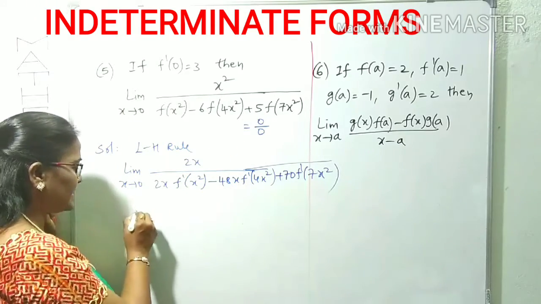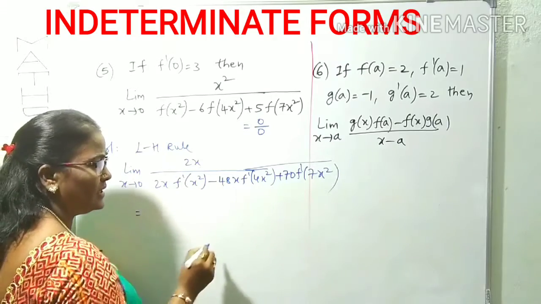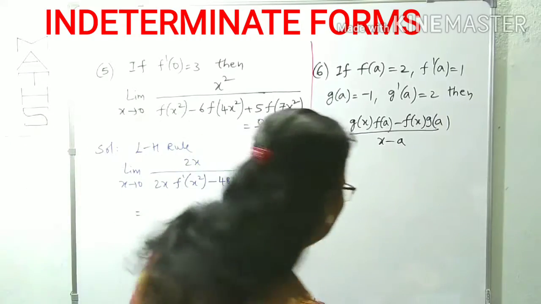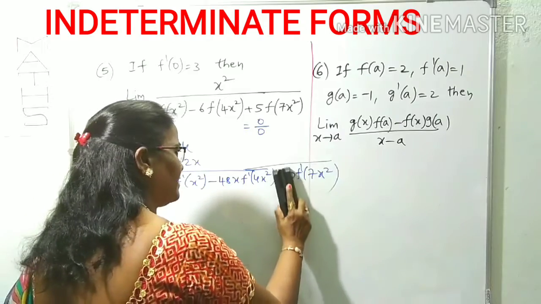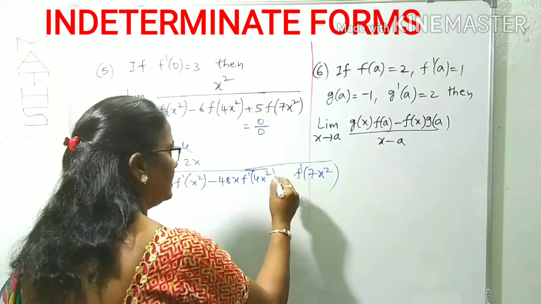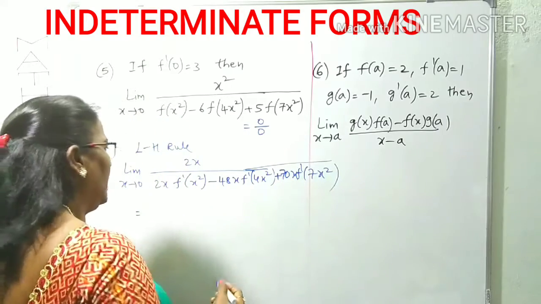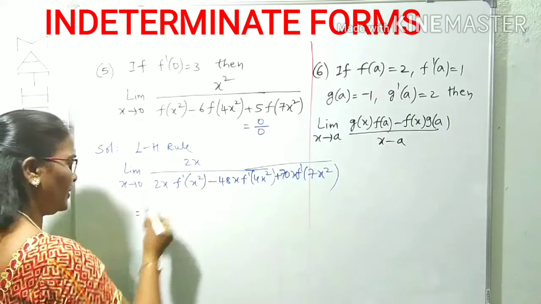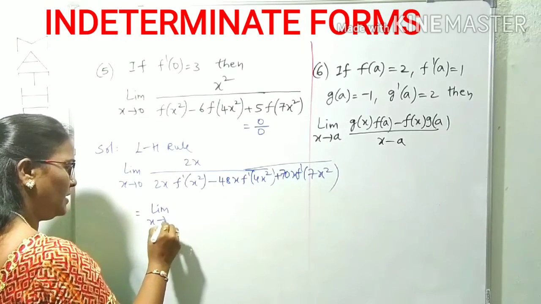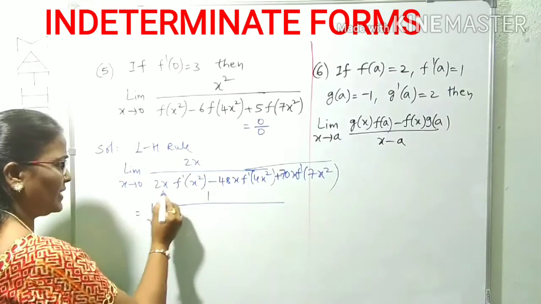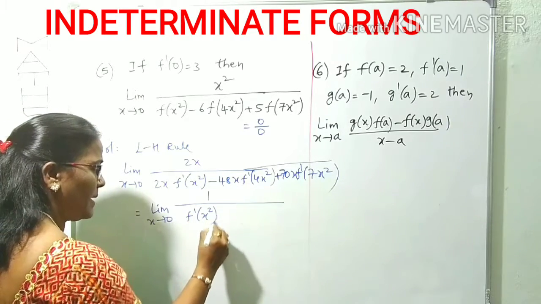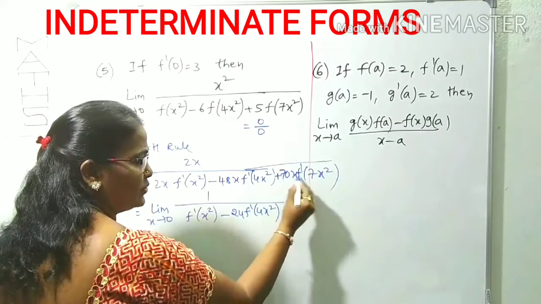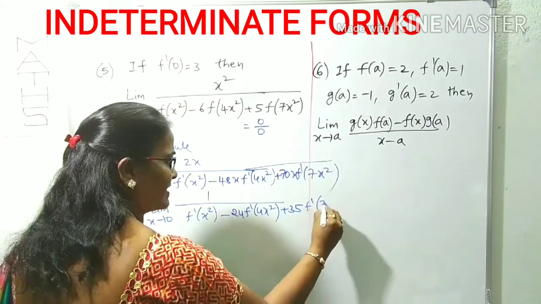Now you can apply the limit x tends to 0. Before applying x is 0, note that in every term of the denominator there is a 2x, and the numerator already has 2x. The 2x can get cancelled in numerator and denominator. In the numerator 1 will be left over. In the denominator, f dash x square minus 2x cancelled becomes 24 of f dash 4x square, and here also 2x cancels, giving 35 of f dash 7x square.